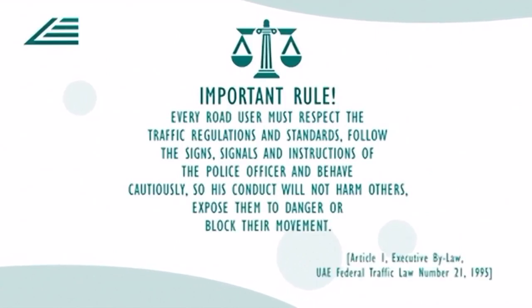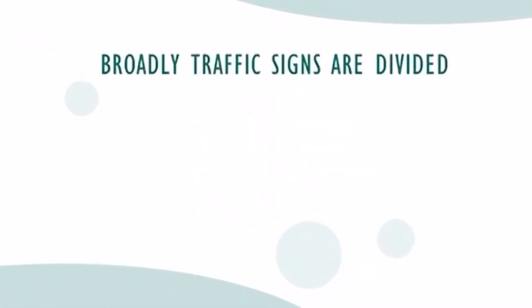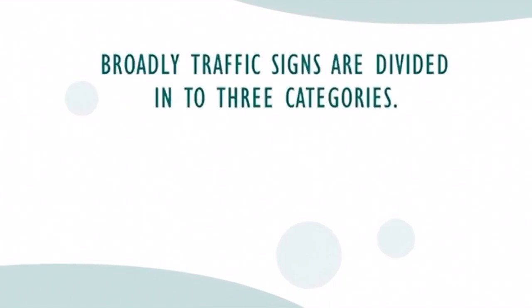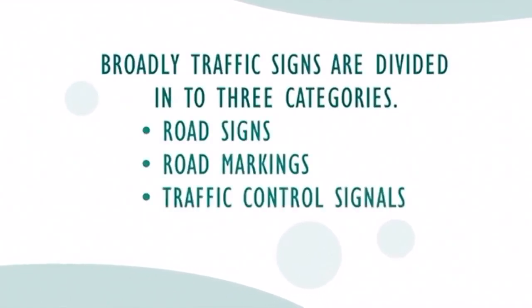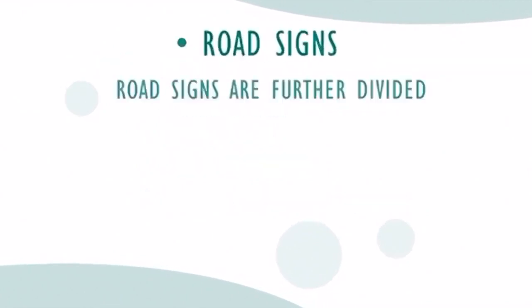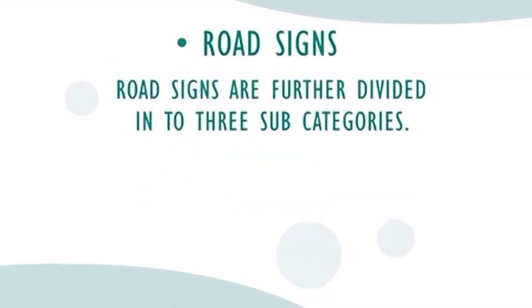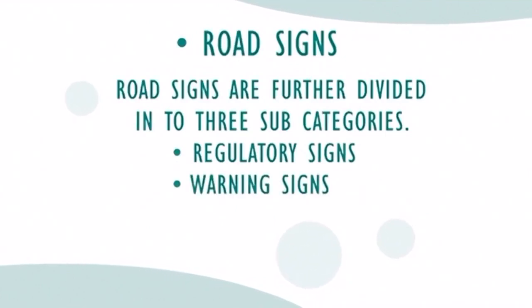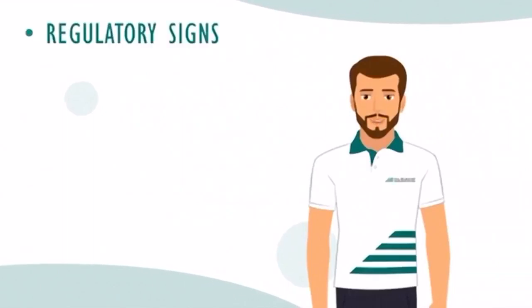Article 1, Executive Bylaw, UAE Federal Traffic Law No. 21, 1995. Broadly, traffic signs are divided into 3 categories: road signs, road markings, and traffic control signals. Road signs are further divided into 3 subcategories: regulatory signs, warning signs, and guide signs. Let's first learn about regulatory signs.